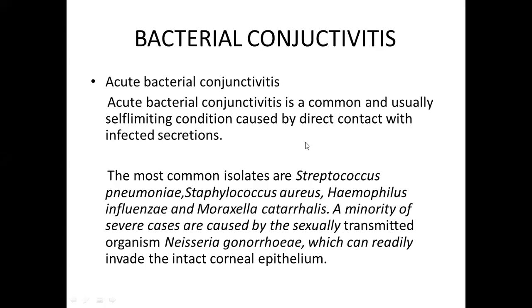So many chances of contracting bacterial conjunctivitis. And there are a lot of organisms. The few mentioned here: Streptococcus pneumoniae, Staph aureus, Haemophilus influenzae, Moraxella catarrhalis, and even Neisseria gonorrhoeae and Neisseria meningitidis. All of these cause acute bacterial conjunctivitis. Next slide, please.